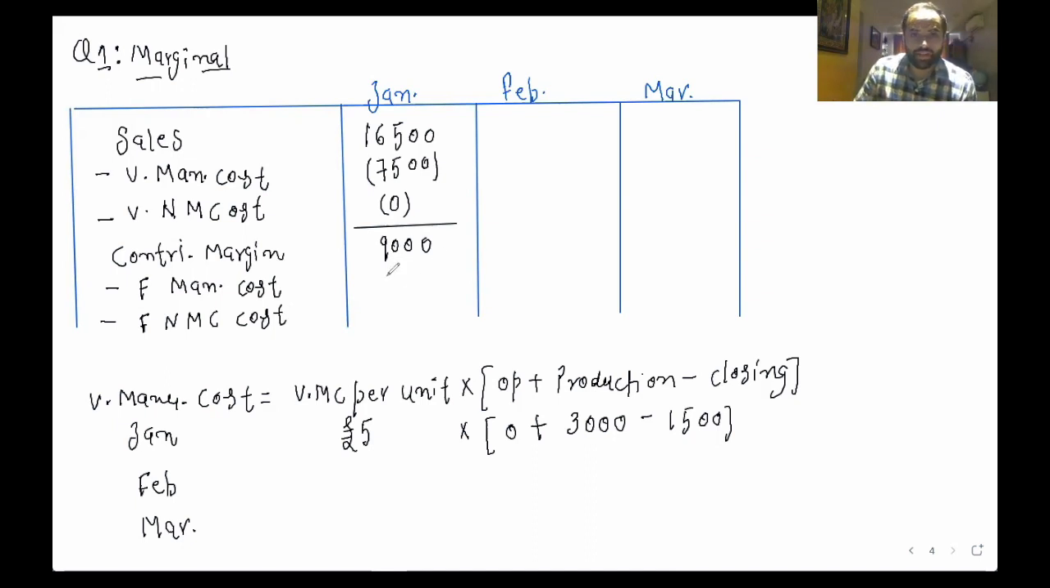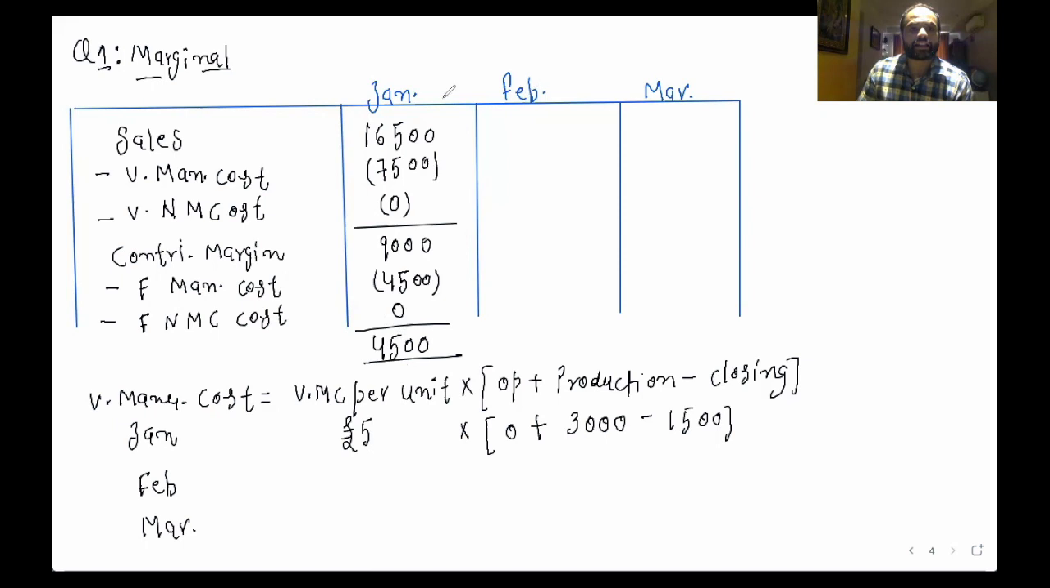$4,500. 4,500. And how much is a fixed non-manufacturing? 0. Yes, it's 0. So the profit for the month of January is 4,500. All right. So this is January profit. Now let's move on to February.